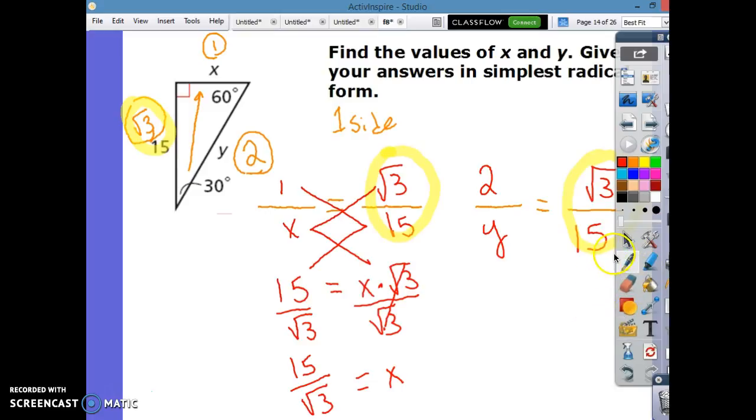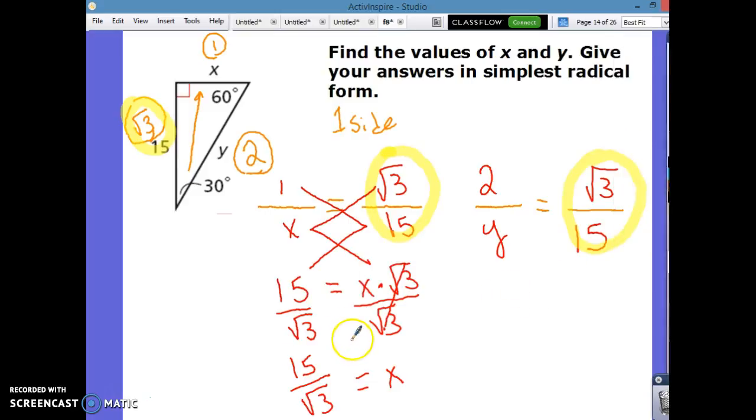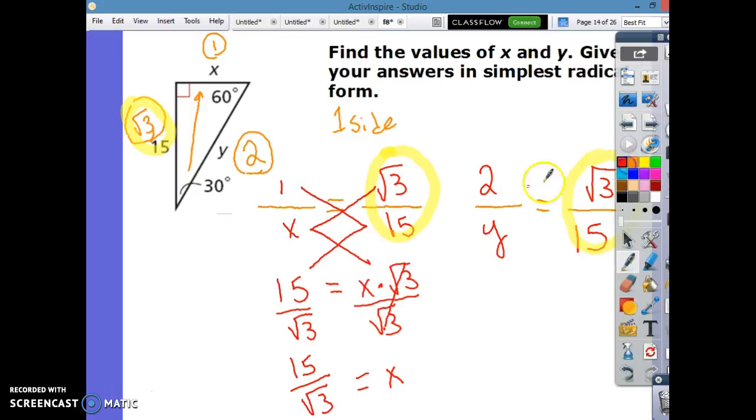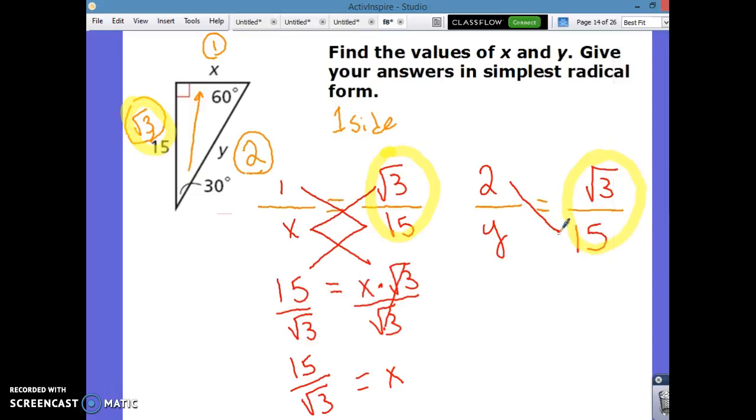What I would like you guys to do, pause the video, and then cross multiply and solve for y for me. All right, let's solve for y. 2 times 15 is going to be 30. Square root of 3 times y is going to be the square root of 3 times y.